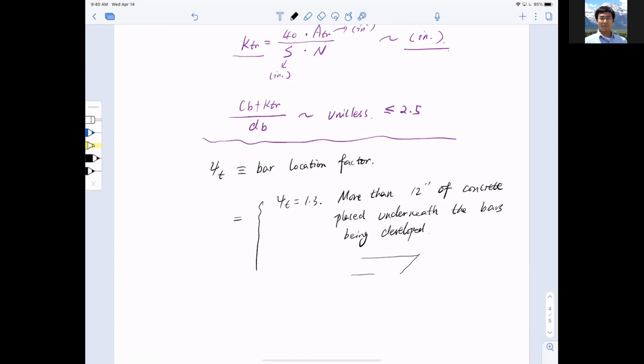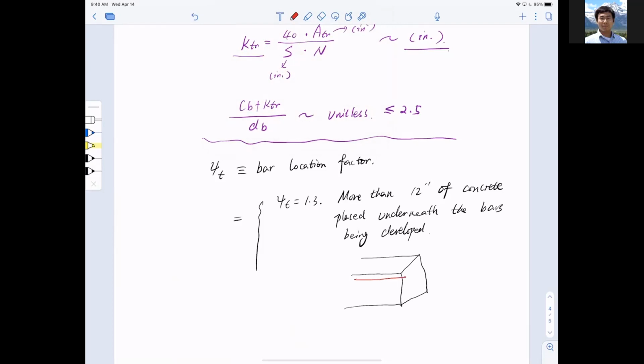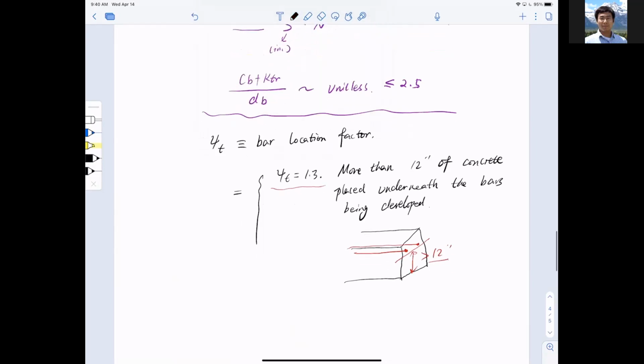Visualize this. That means my bar being developed is on top. If I have a bar being developed right here, and the concrete underneath it is more than 12 inches, then psi t equals 1.3. So you may say, Bob, this is such a weird definition.